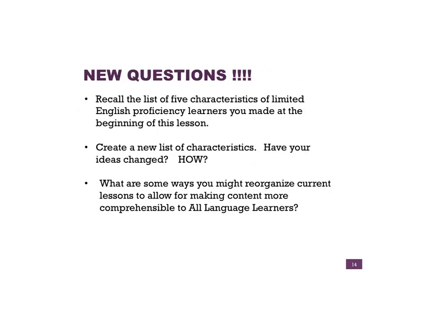Recall the list of 5 characteristics of limited English proficiency learners you made at the beginning of this lesson. I'd like you to create a new list of characteristics. Have your ideas changed? How? What are some ways you might reorganize current lessons to allow for making content more comprehensible to all English language learners? Stop the video for a moment and consider these 3 new questions that are on the slide.